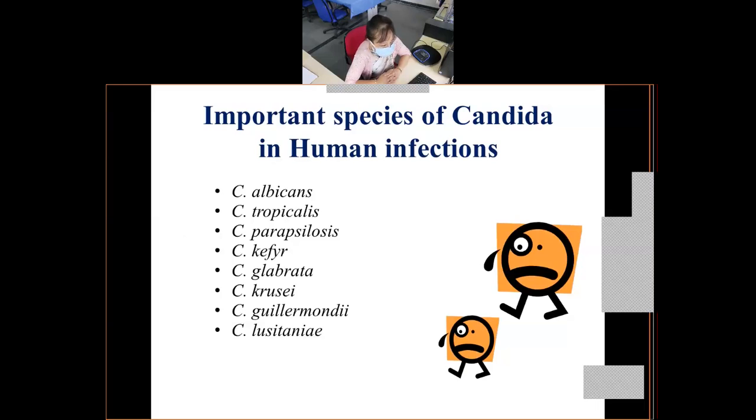Most of you must be familiar with Candida albicans, but over the years we have seen that other species of Candida have caused a lot of opportunistic infections in immunocompromised individuals. You have Candida tropicalis, parapsilosis, kefyr, glabrata, krusei, guilliermondii, and lusitaniae. This is just to name a few of the Candida species which are known to cause human infections. We have a term, non-albicans Candida, because we know about Candida albicans, so these other groups which are not albicans are referred to as non-albicans Candida.